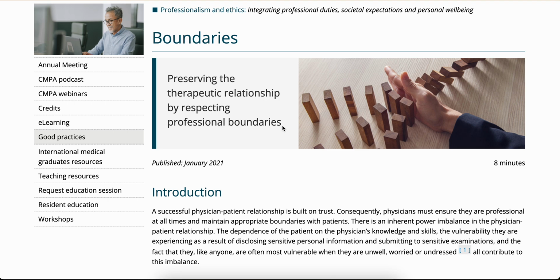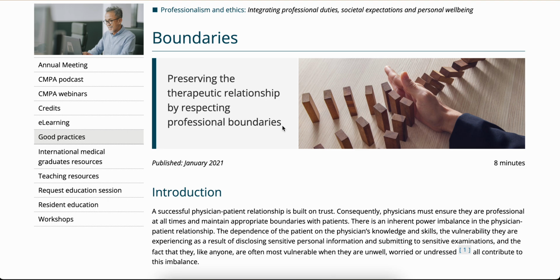Preserving the therapeutic relationship by respecting professional boundaries. What are the things we think about when we talk about boundaries? Boundaries means either you are working in a team, with the patient, or with your colleagues in a professional setting, in a clinical setting. There is a way that you can make a relationship. It could be a friendly relationship, a personal relationship, a professional relationship, or a therapeutic relationship. We are talking about the therapeutic relationship with the patient. We can talk about professional boundaries while talking to the patients, building a therapeutic relationship.